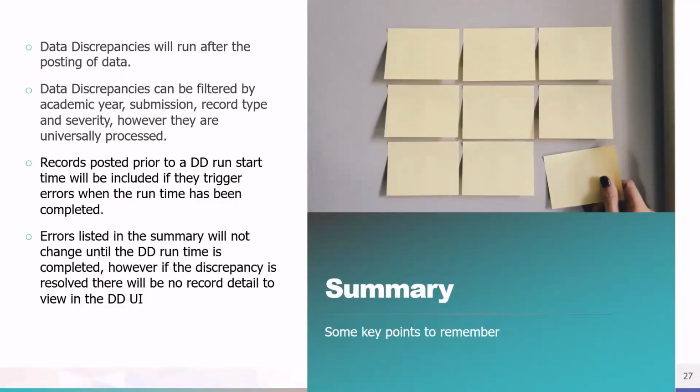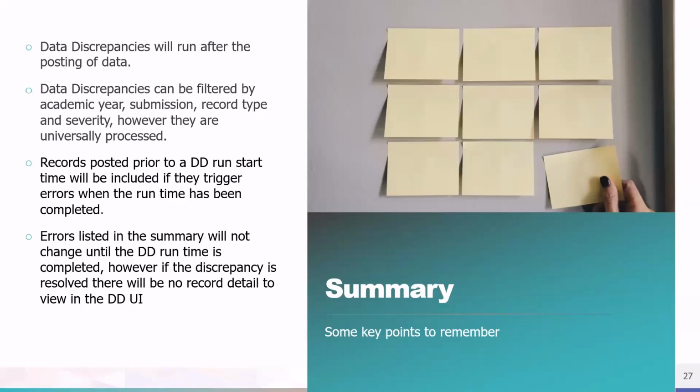Okay, let's summarize some key points to remember. Data discrepancies will run after the posting of data. So to initiate any data discrepancy process, a record must be posted. They don't run nightly. They don't run with a snapshot. When a record is posted to CALPADS, the system will start a data discrepancy process to identify any potential discrepancies.